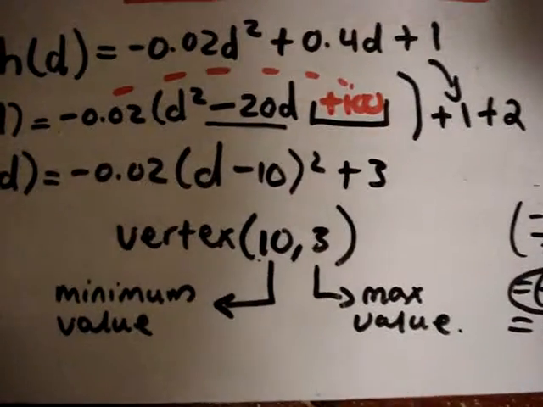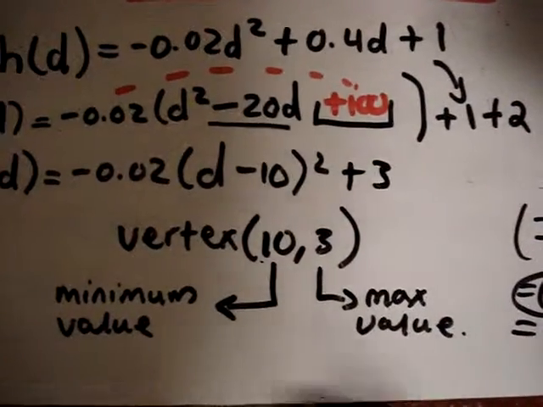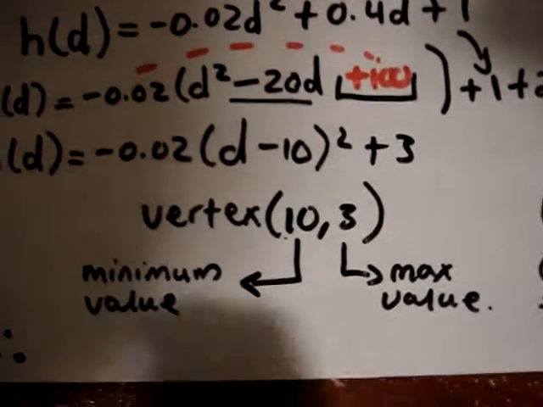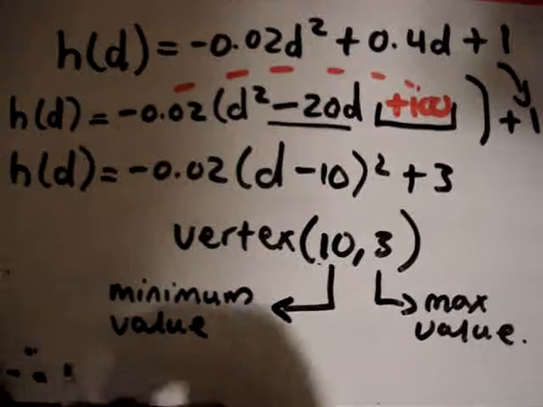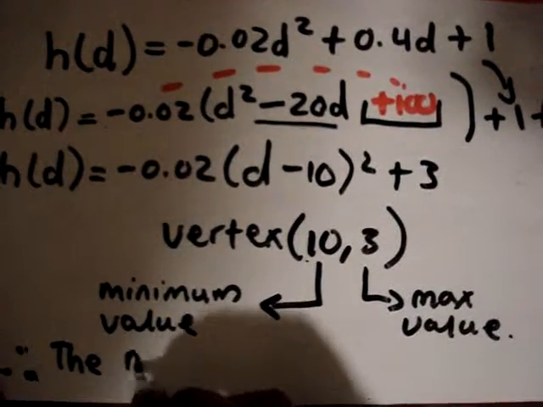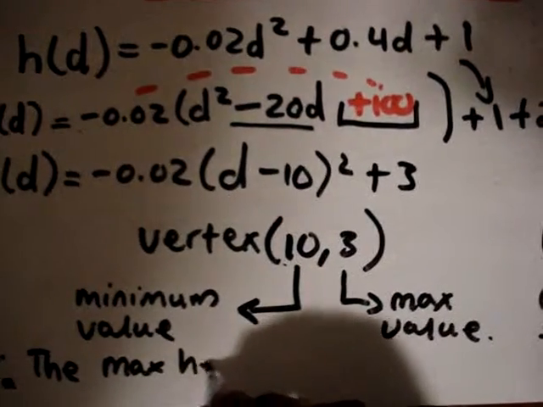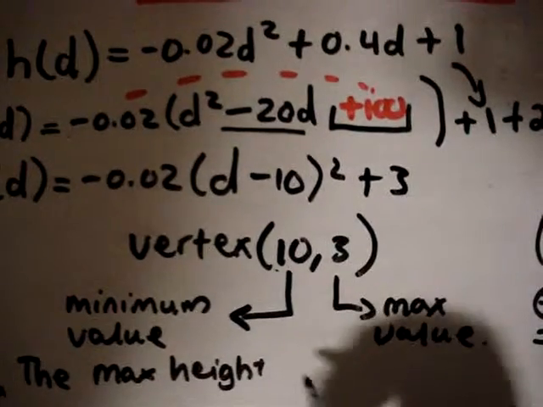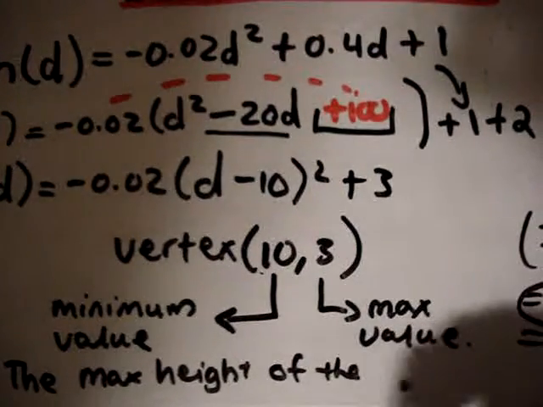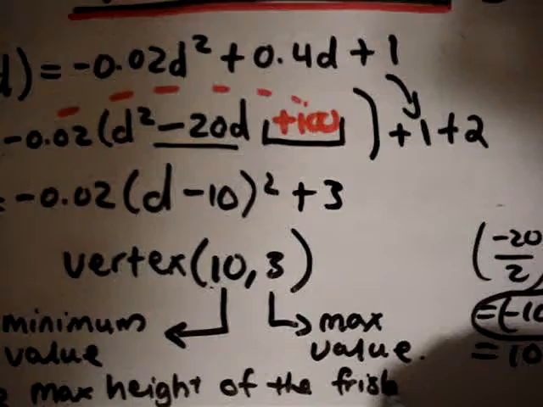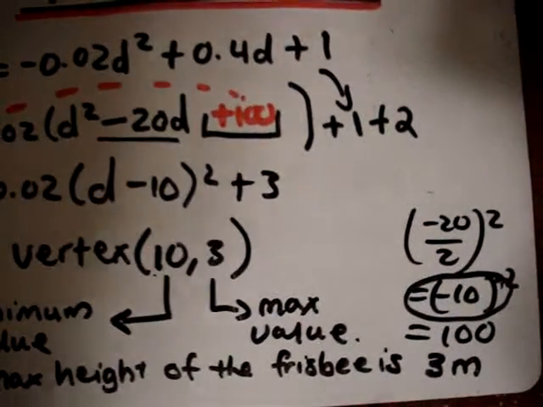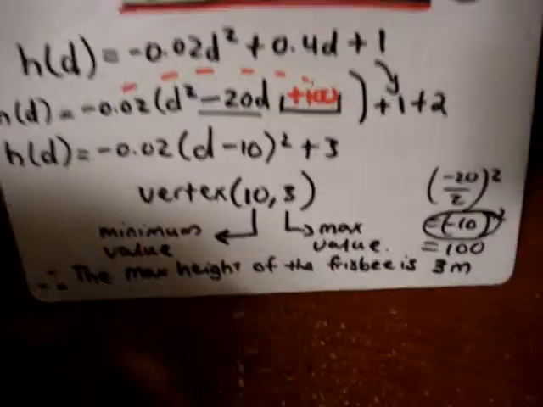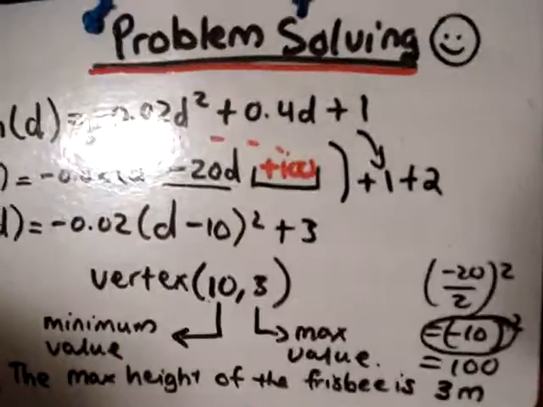And in order to answer the question, we have to make a concluding sentence, statement if you like. So this represents therefore. And to answer the question, we say therefore the maximum height of the frisbee is 3 meters. Just gonna turn that board around, just absorb this a while.